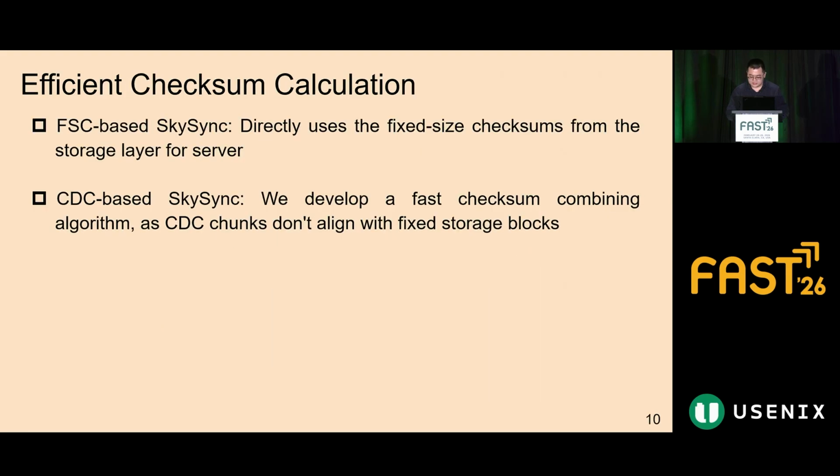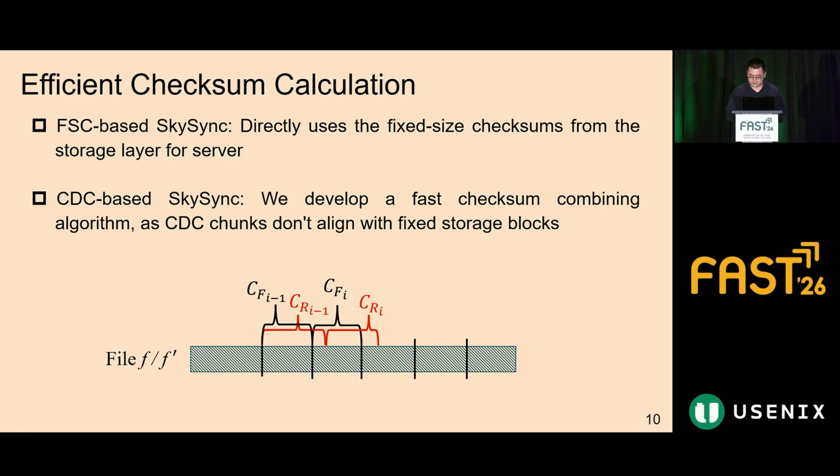And to conduct data generation, we must compute checksums efficiently. For fixed-size chunking, SkySync server directly uses fixed-sized checksums extracted from the underlying storage layer. However, applying this to content-defined chunking presents a major challenge. The dynamically generated variable-sized chunks typically do not align with the fixed storage chunks.